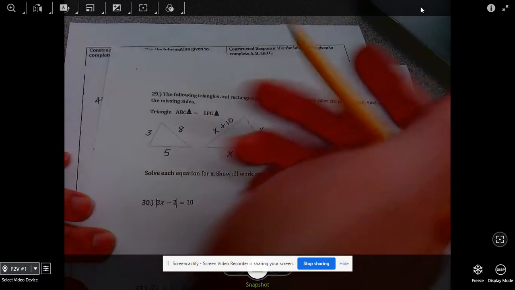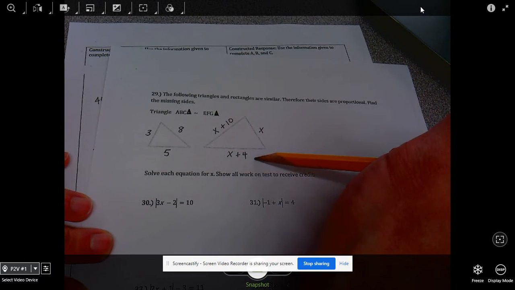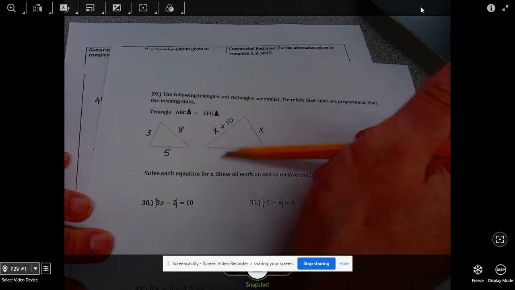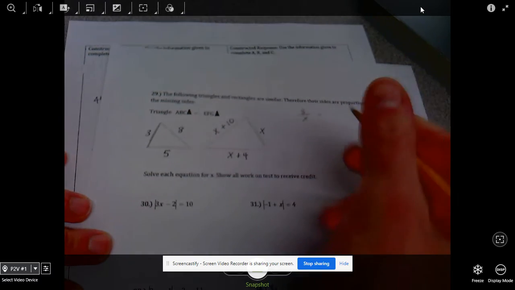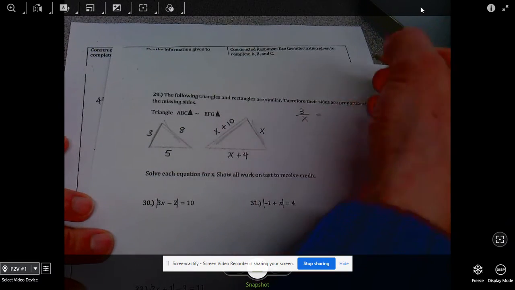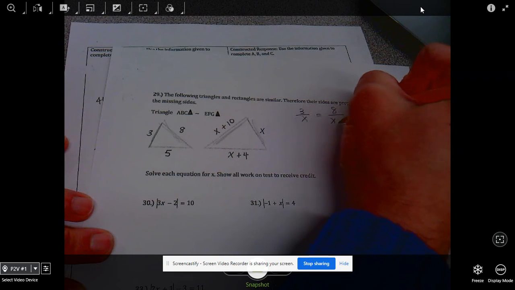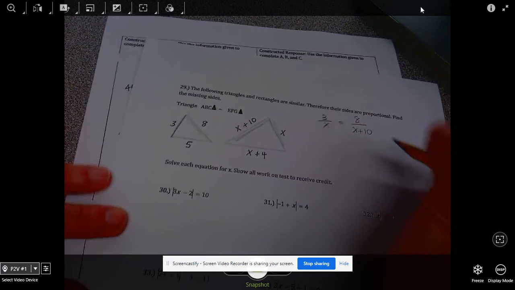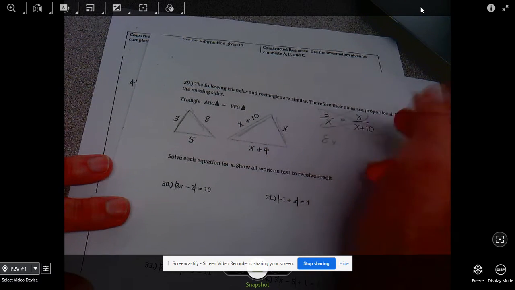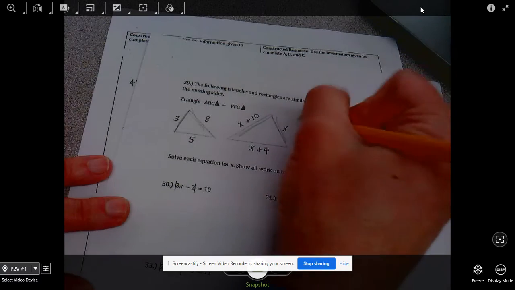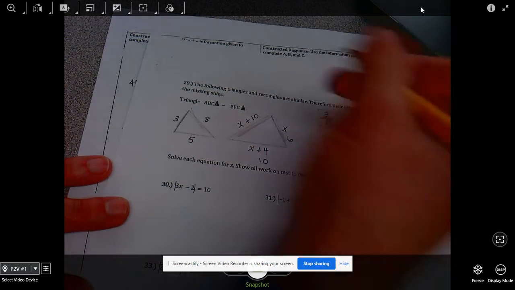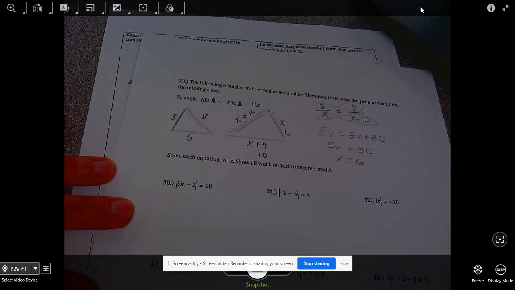It says the following triangles and rectangles are similar. Why is this out of focus? Okay, we're going to solve for x, knowing that, oh, it doesn't say what they're equal to. Well, side 3 goes with side x. And side 8 goes with side x plus 10. The letters weren't copied. So cross multiply. Subtract 3x from both sides. And x equals 6. Well, if x is 6, then the sides are 6, 10, and 16. That's it.